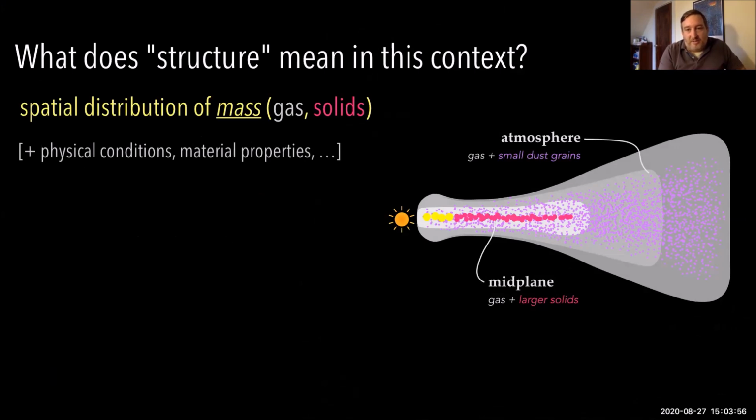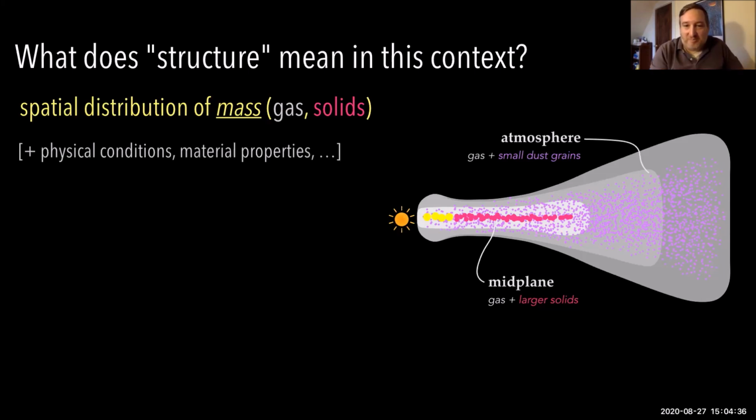So in the disk community, we talk about structure, and what might that mean in this context. Unfortunately, like lots of areas of astrophysics, the meaning has sort of blossomed into many different things. But what I really mean, and I think what most people really mean, is the density distribution, the spatial distribution of the mass in the disk, be that in the gas or in the solid particles, right? It's often also taken to mean the distribution of various other physical conditions or material properties of the disks, and so on. I'm showing here a little schematic to orient you.